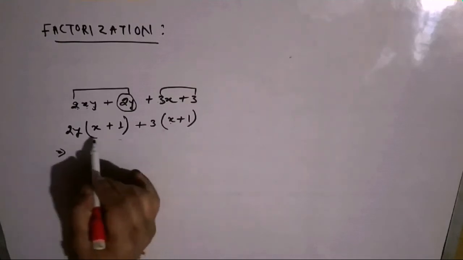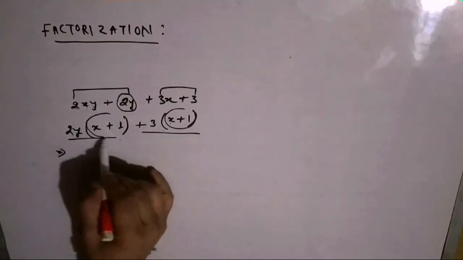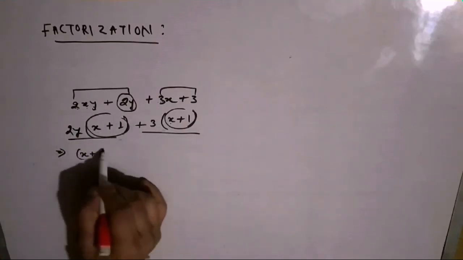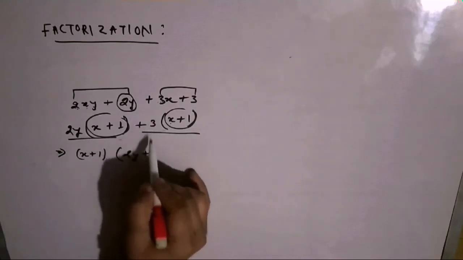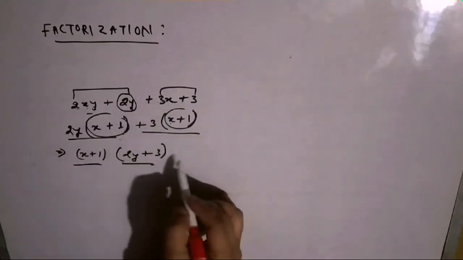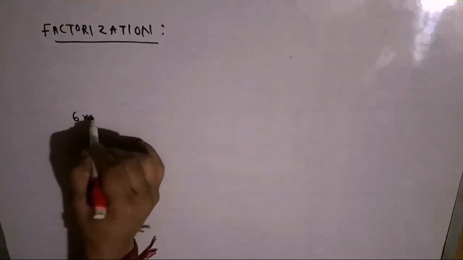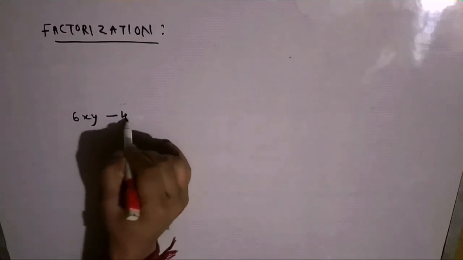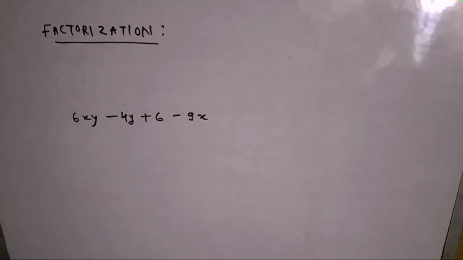So what is coming common out of these two expressions? x plus 1 is here, x plus 1 is here. So you can take x plus 1 common out of these two expressions, and 2y plus 3 would remain. So these are the irreducible factors of this expression. So there again is the process of factorization. Let us take another example for this. Suppose it is 6xy minus 4y plus 6 minus 9x.